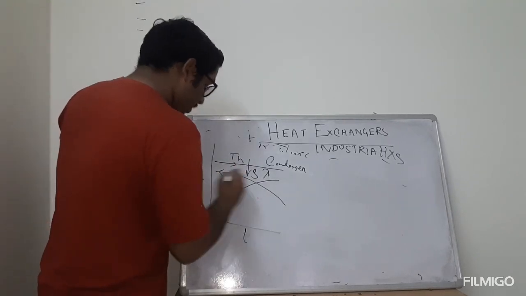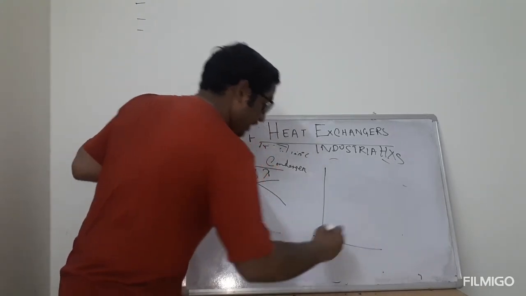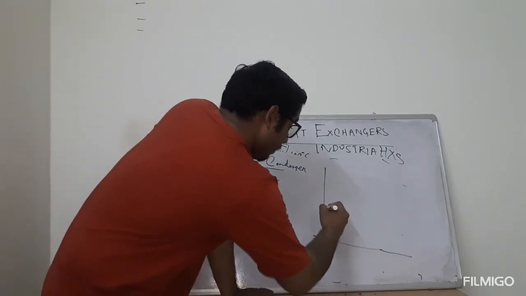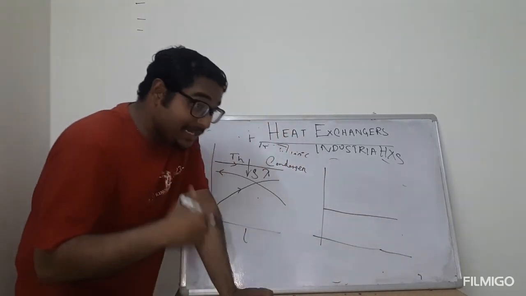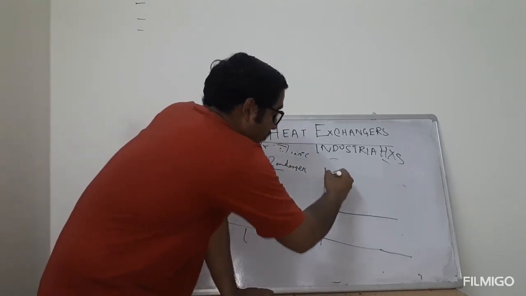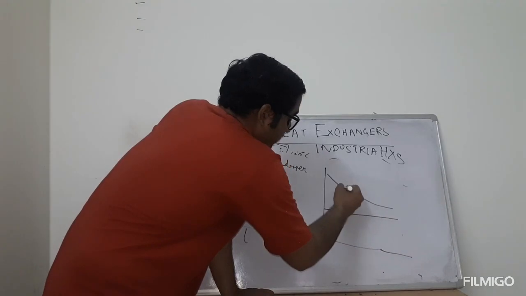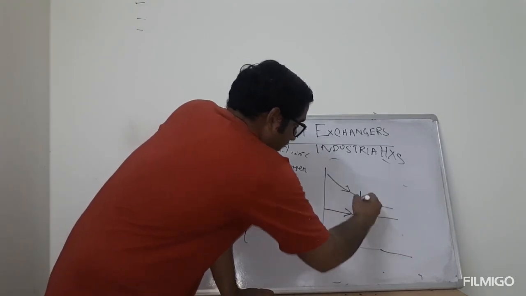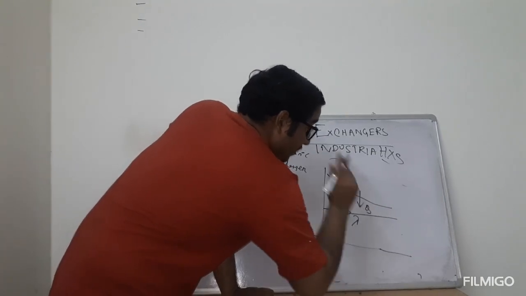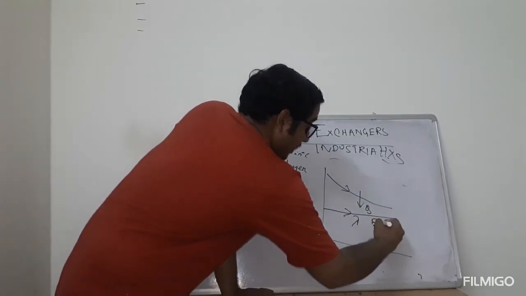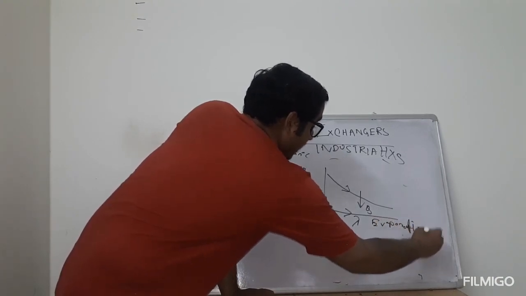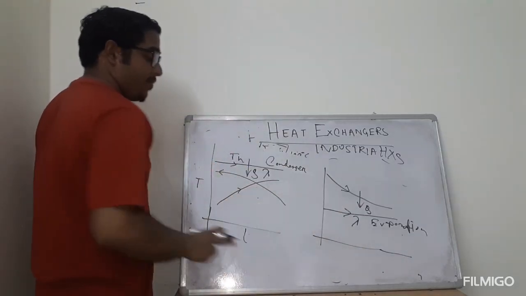Similarly, for an evaporator, what will happen? The cold fluid will be at a constant temperature, increasing its heat, that is evaporating, changing its phase, and the hot fluid will keep on losing its temperature. So the hot fluid will be transferring heat to the cold fluid, and the cold fluid will absorb this as the latent heat of vaporization and will evaporate. So this might also be asked. Condensation and evaporation. Evaporator and condenser.